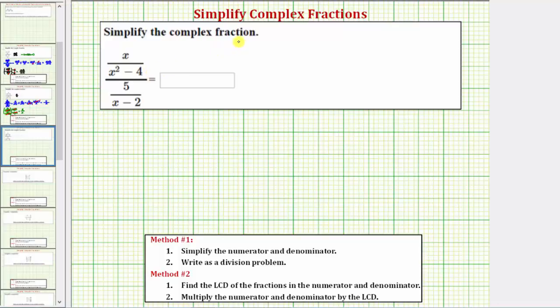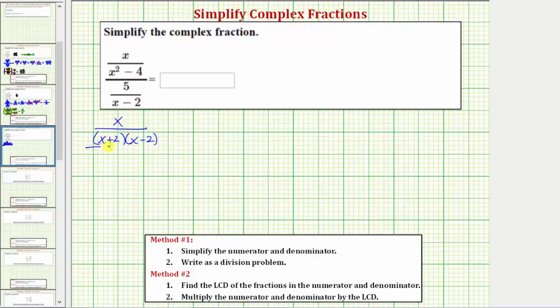We want to simplify the given complex fraction, and we'll show how to simplify the complex fraction using two different methods. Method 1, we begin by simplifying the numerator and denominator if possible. So looking at the fraction on top, let's write it as x over x squared minus 4. x squared minus 4 is the difference of squares, so we'll have two binomial factors: a factor of x plus 2 and a factor of x minus 2. Remember, to try to simplify a fraction, we do want to factor any expressions.